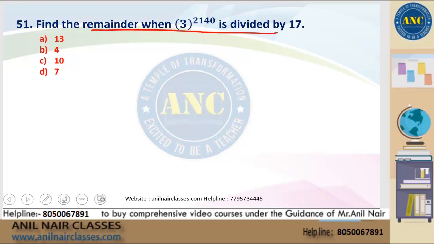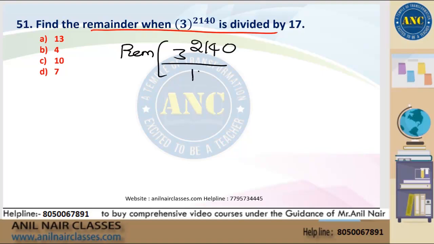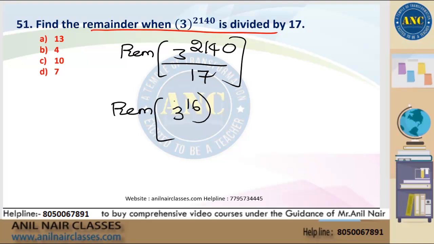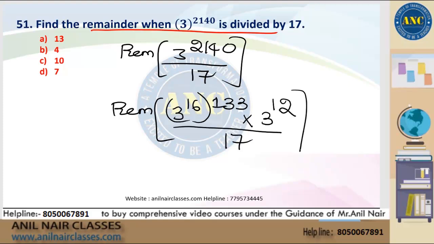Find the remainder when 2 power 140 is divided by 17. 17 means numerator has to be 16. So if I take 16, 16 ones are 16, 54. 16 threes are 48, 60. 16 threes are 48, 12. 3 power 12 divided by 17.